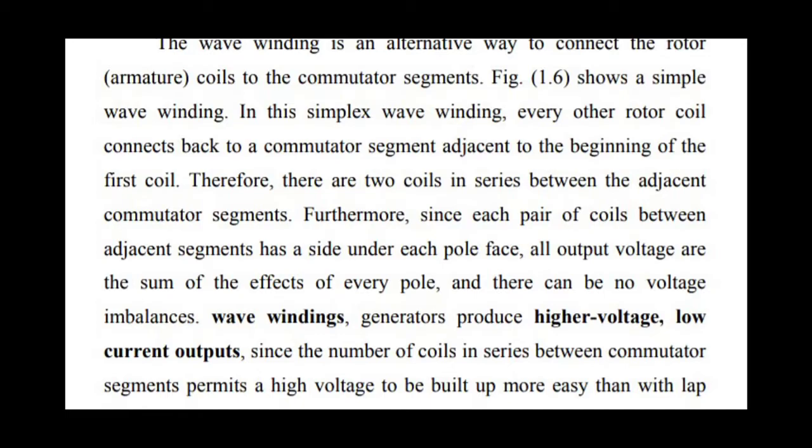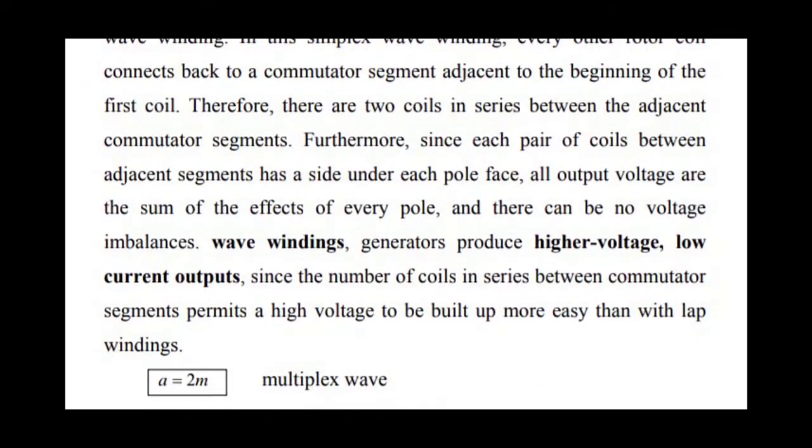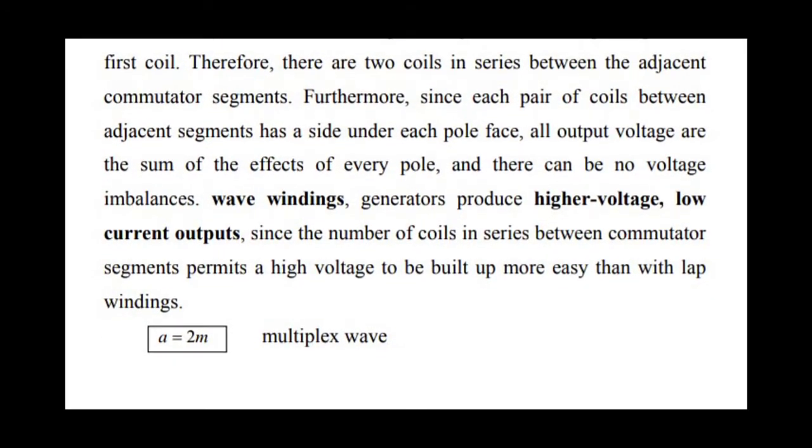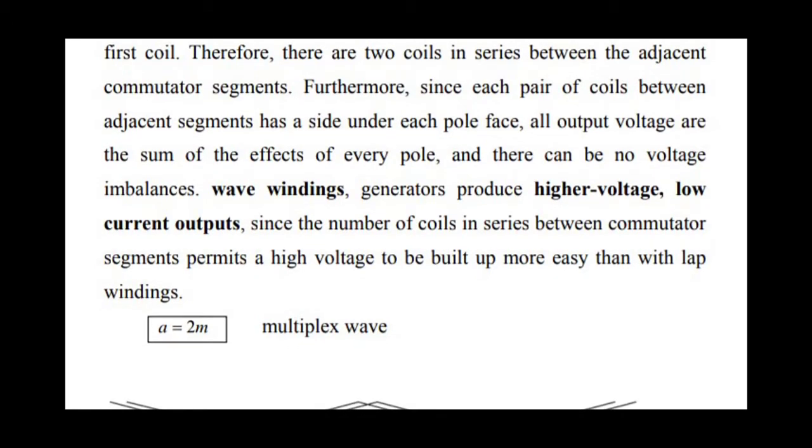Furthermore, since each pair of coils between adjacent segments has a side under each pole face, all output voltages are the sum of the effect of every pole, and there can be no voltage imbalance. Wave winding generators produce a higher voltage, low current output, since the number of coils in series between commutator segments permits a high voltage to build up more easily than with lap windings.